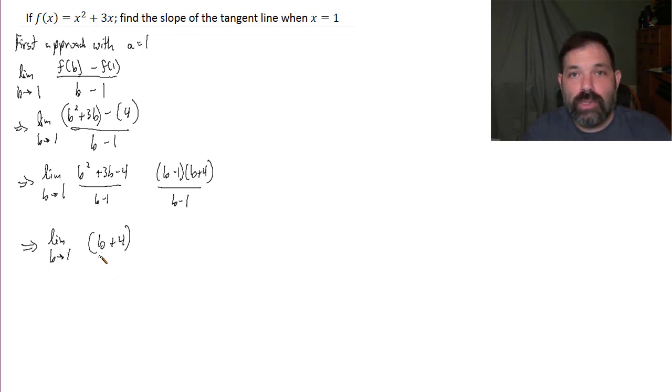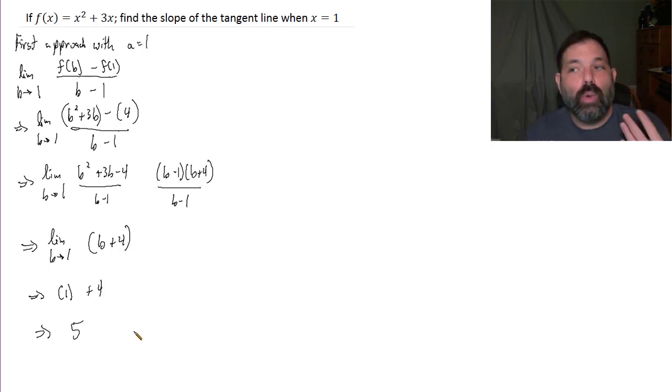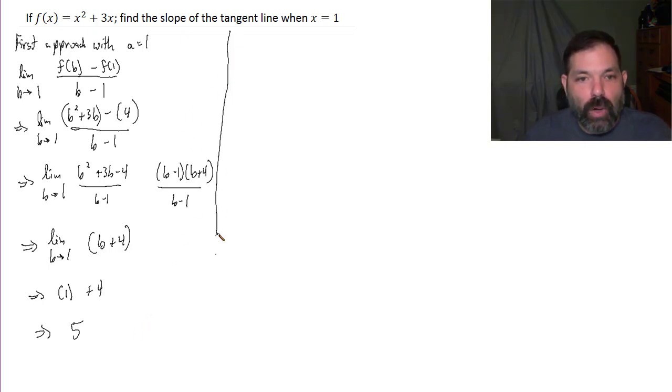Now there's no issue. It's no longer indeterminate, and I can substitute b equals 1. And so then this would become 1 plus 4, which is 5. So the slope of the tangent line to that curve when x equals 1 is 5. Let's now show the same problem with that second approach.